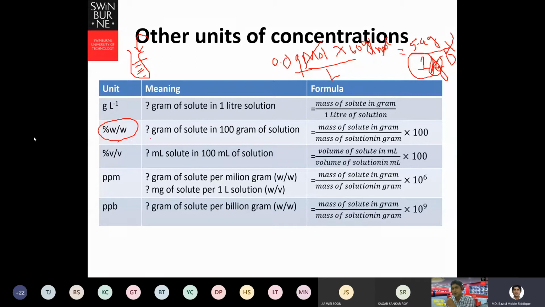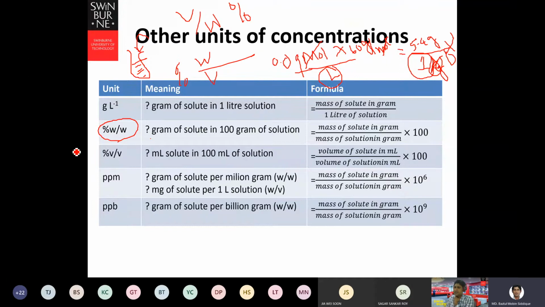We can also convert it to volume by volume percent, or weight by volume percent. If it is weight by volume, then I did not have to change the liter, because I already have the liter here, right? So weight by volume percent is also possible, just like volume by weight percent is also possible.